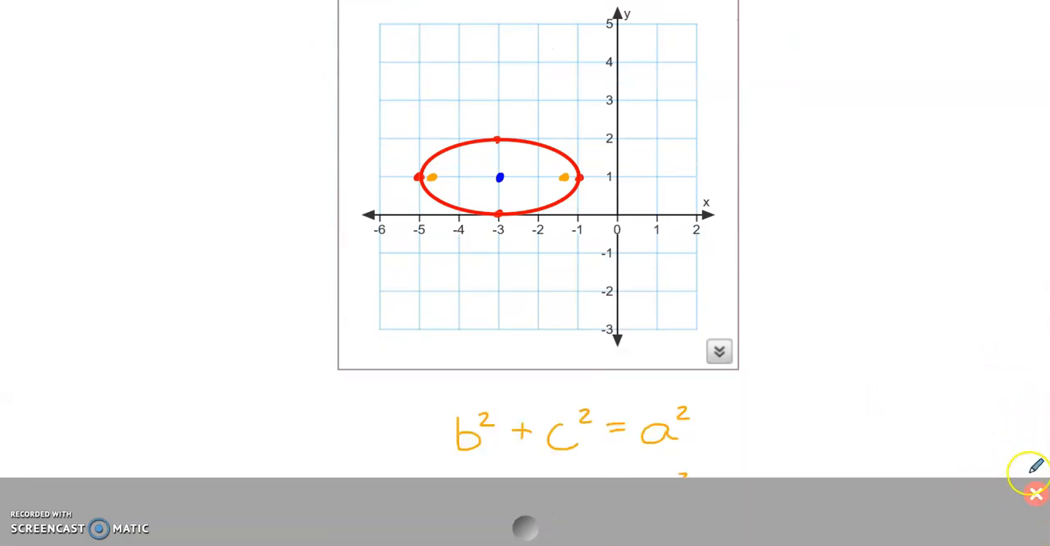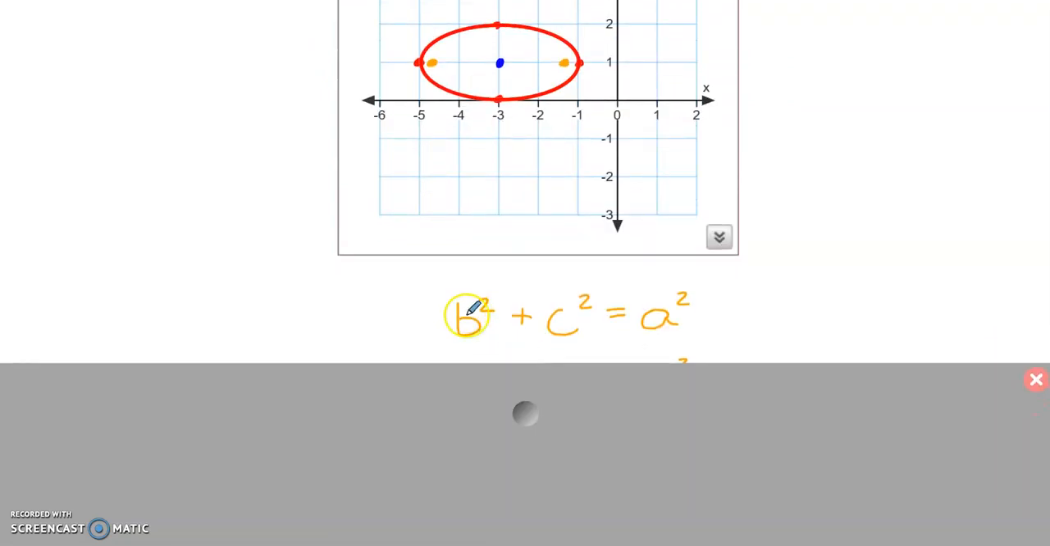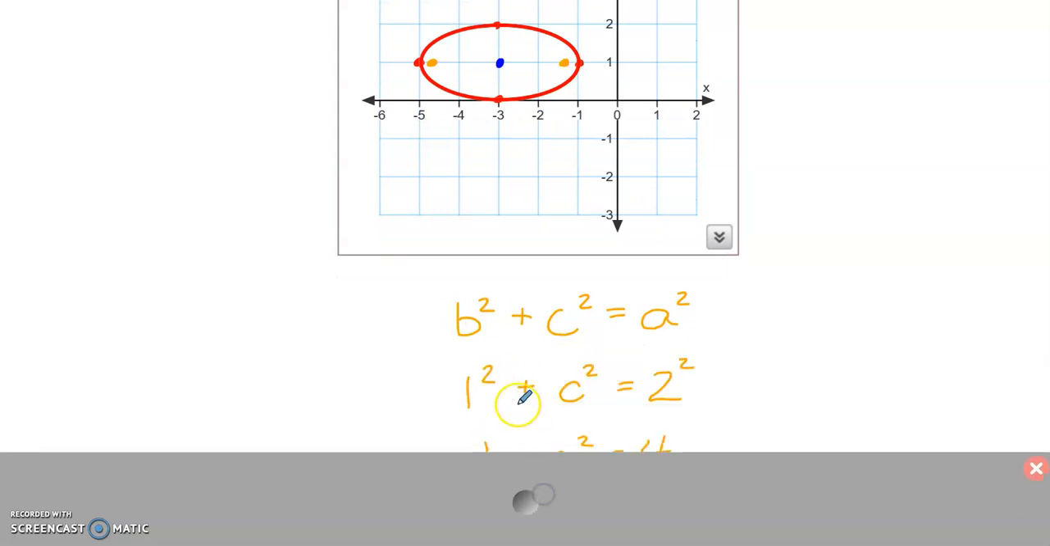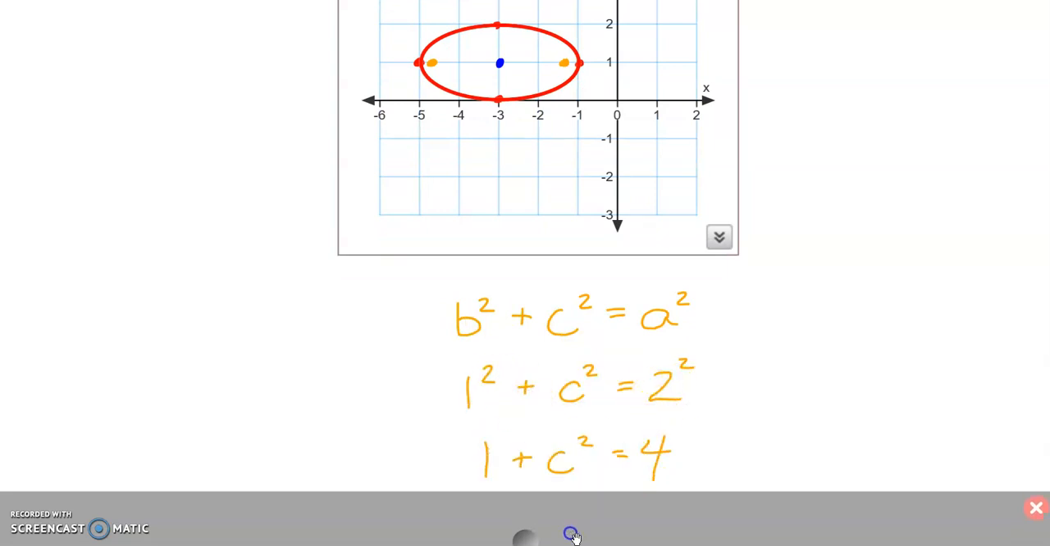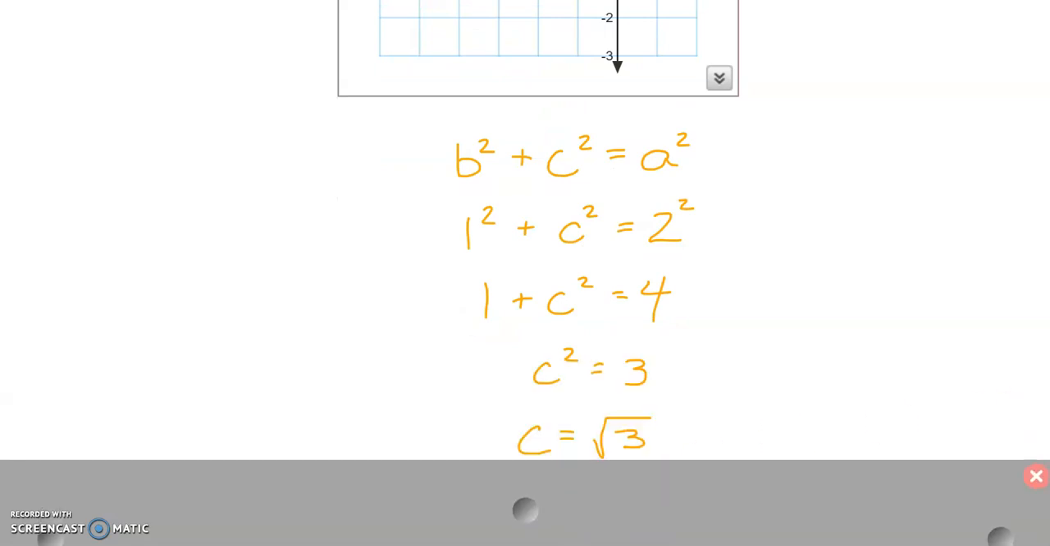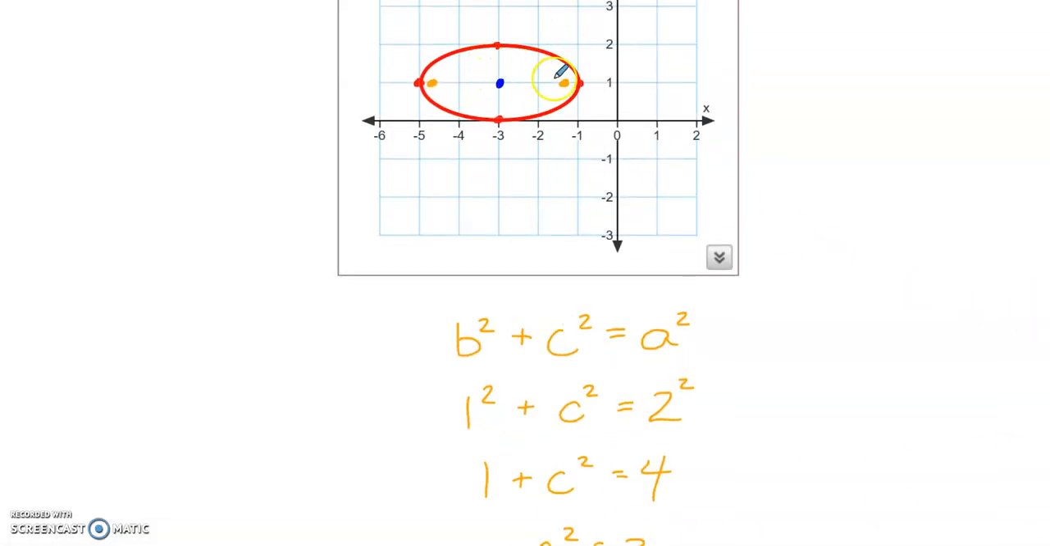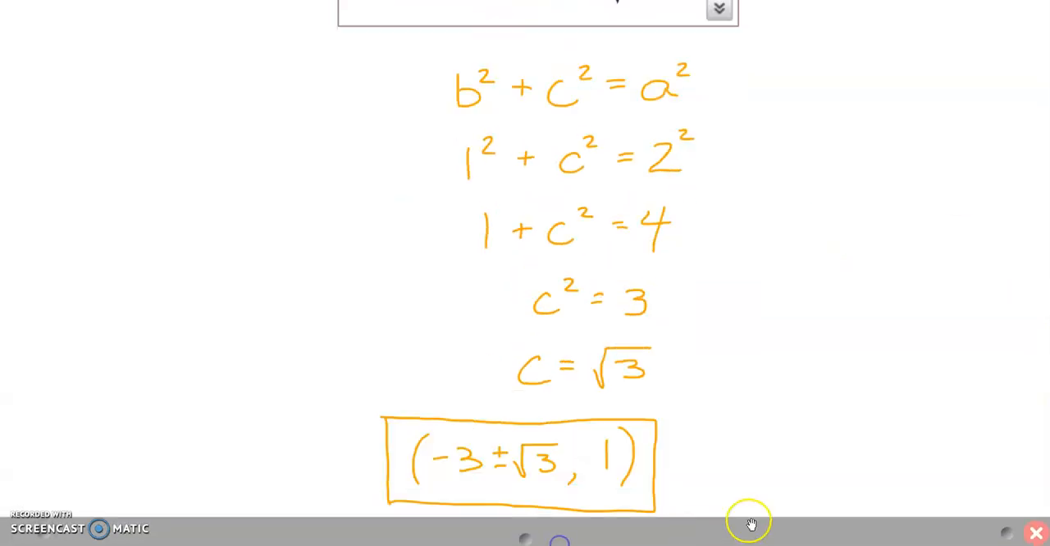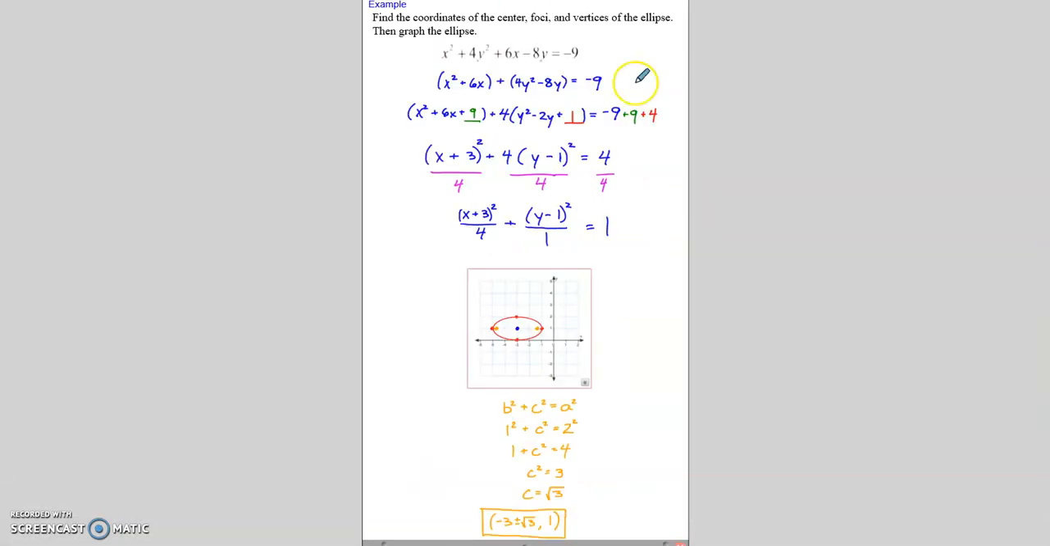To find the foci, I use that same formula, b squared plus c squared equals a squared. b is 1, a is 2. I plug that in and I get that c is the square root of 3. So the square root of 3 is how far I have to move to the left and right of the center. So the coordinates of my foci are negative 3 plus or minus the square root of 3, comma 1.